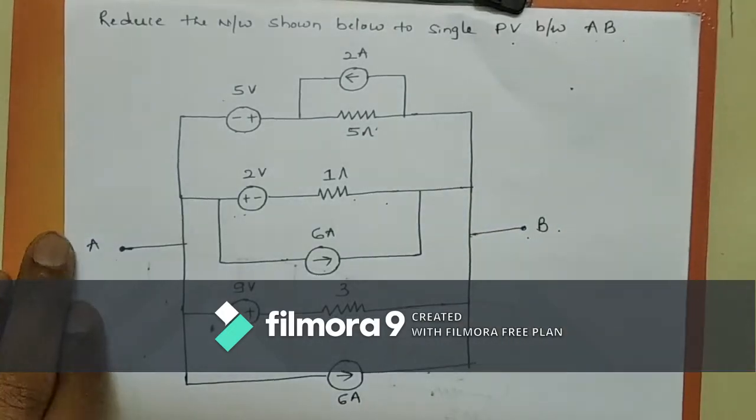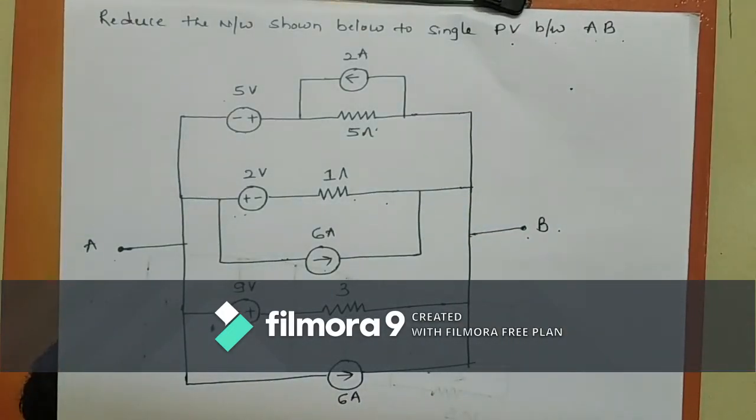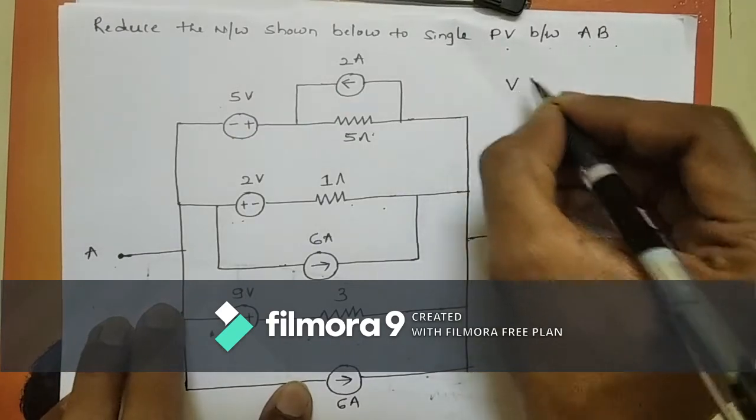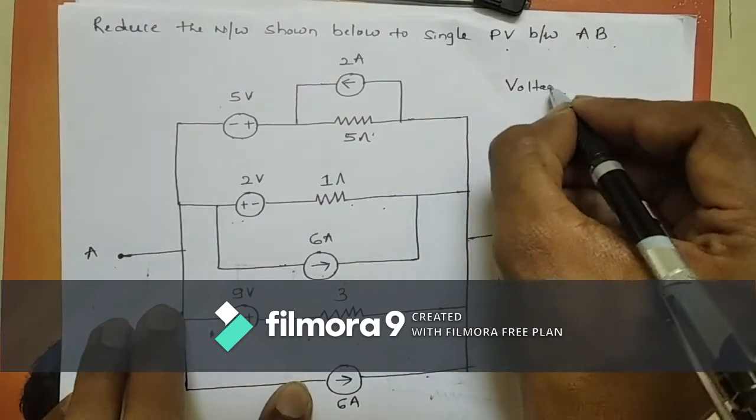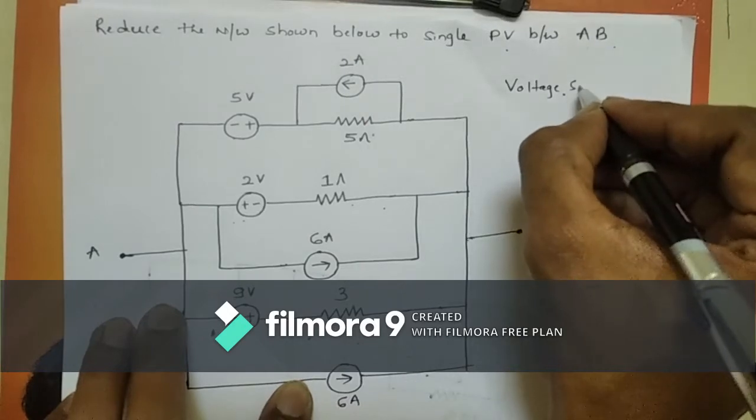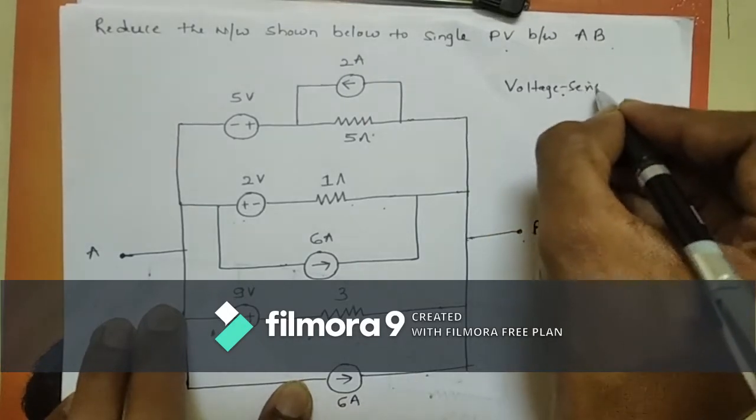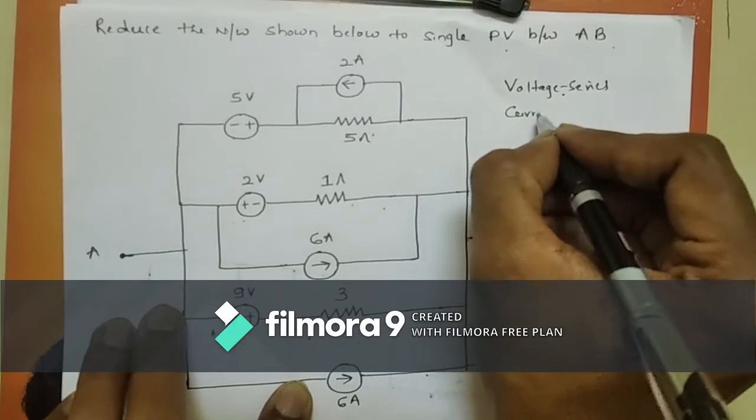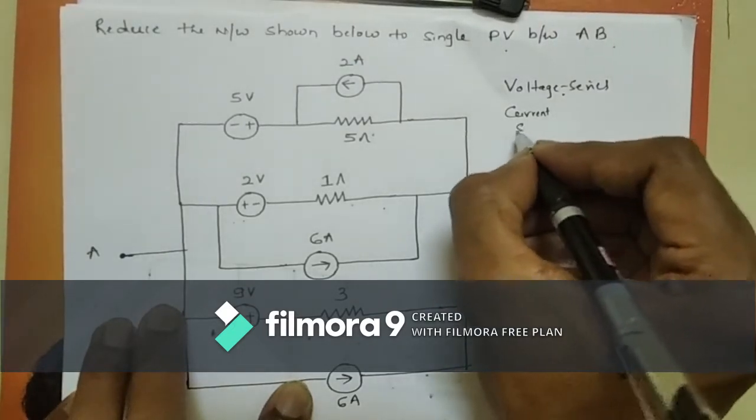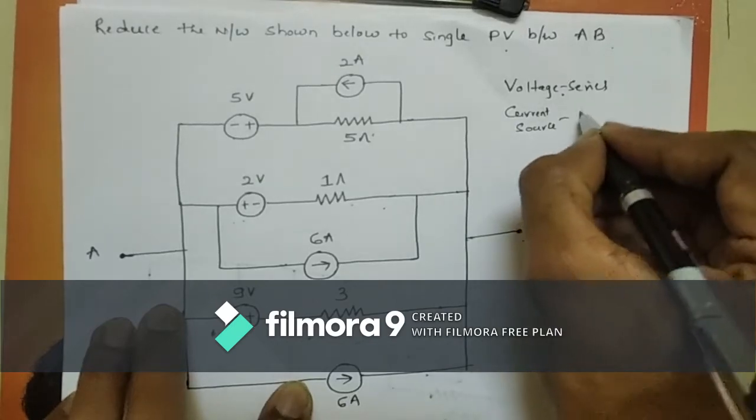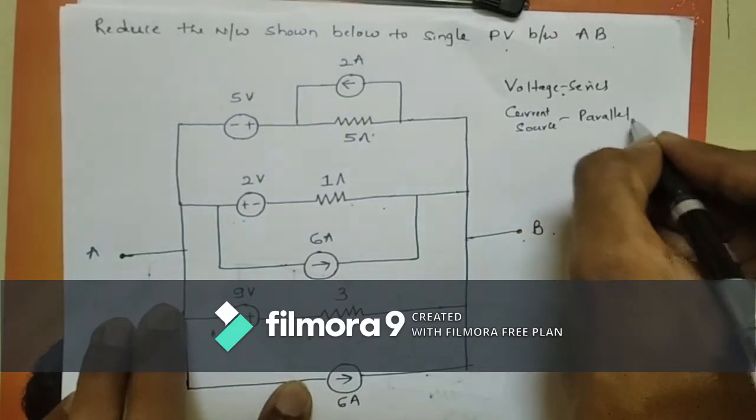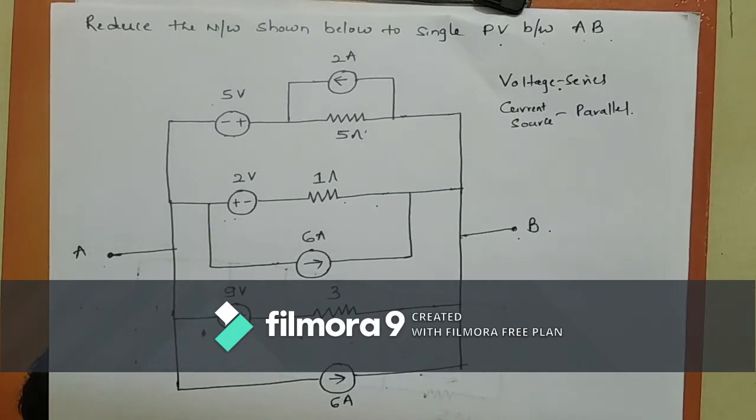See, the thumb rule to solve these kinds of problems is I can reduce the network only when voltage sources are in series and current sources are in parallel. So just to remember the thumb rule: I can reduce any network only when voltage sources are in series and current sources are in parallel.